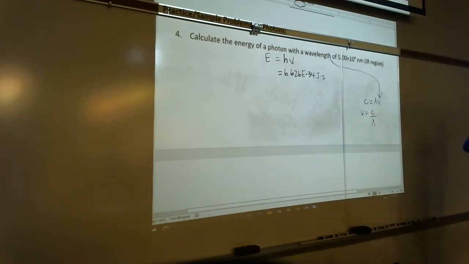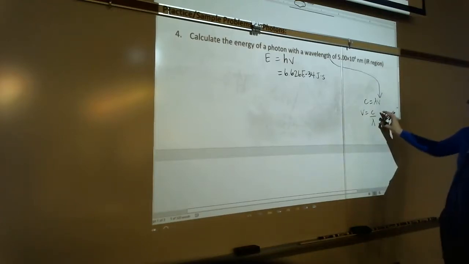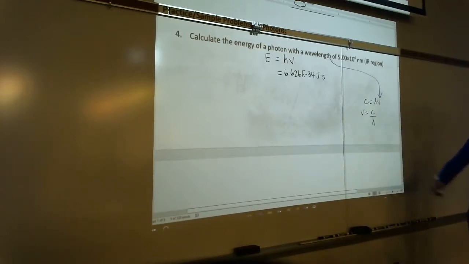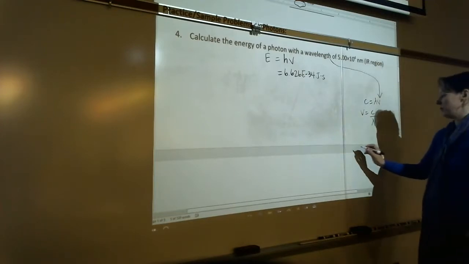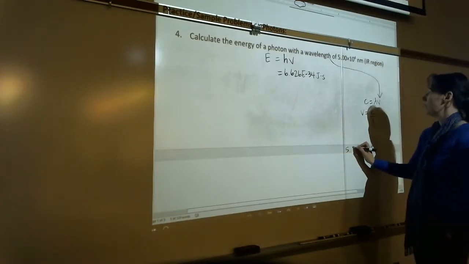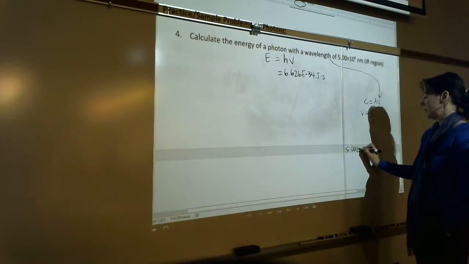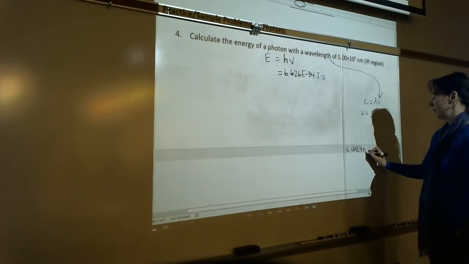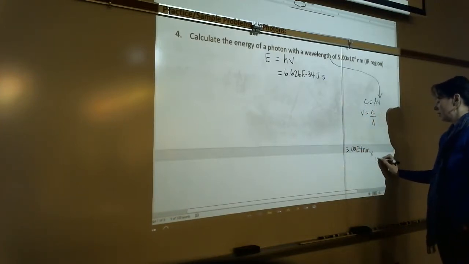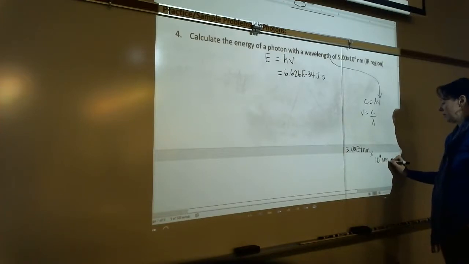Can I plug in nanometers? Can I plug nanometers into this formula and type it away and be done? No. What do I have to do before I can plug into here? I've got to go back and do another step. Convert it to meters, right? So 5 times 10 to the 4th nanometers, divided by 10 to the 9th nanometers per meter.